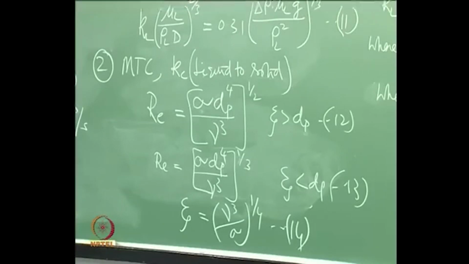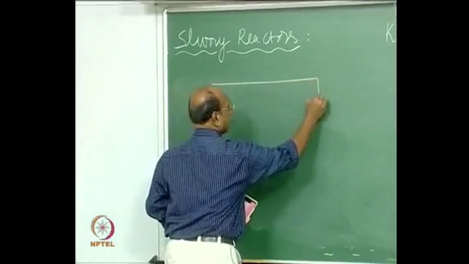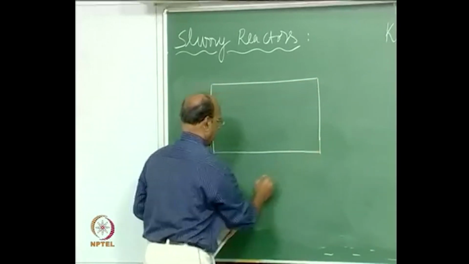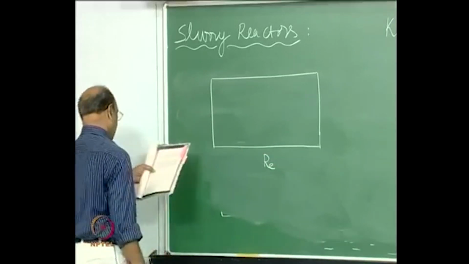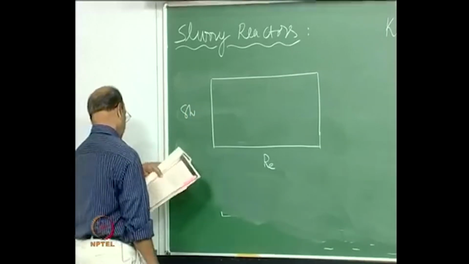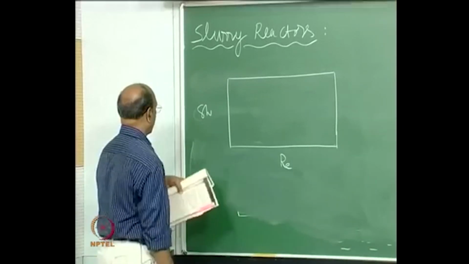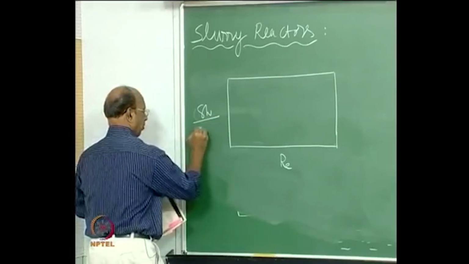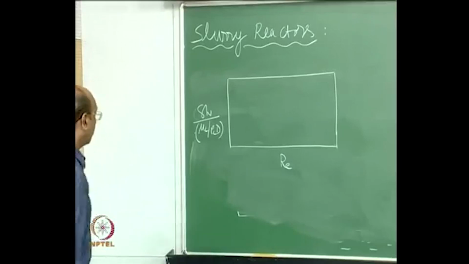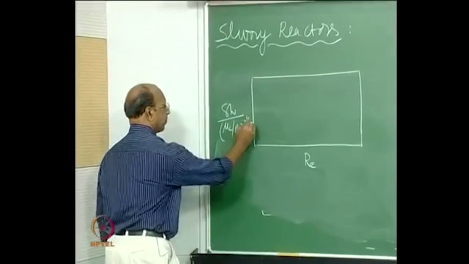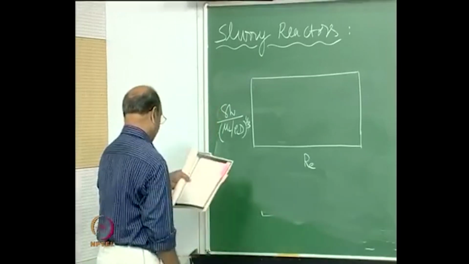Here you have a graph relating the Sherwood number and Reynolds number, with Reynolds number defined in that fashion, which is equation 12 or 13 depending on the xi value. On the other axis I have Sherwood number divided by the Schmidt number, mu L by rho L d, to the power of 1 by 3. That is what is plotted.